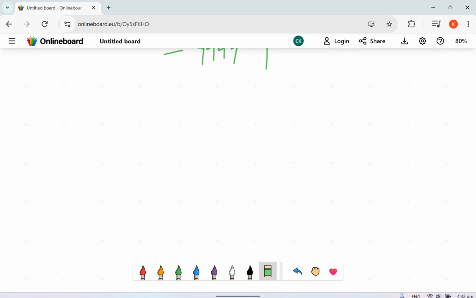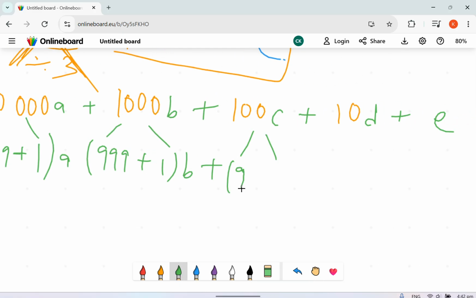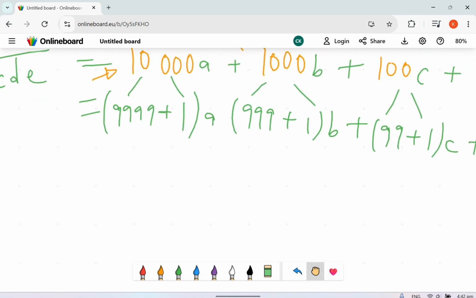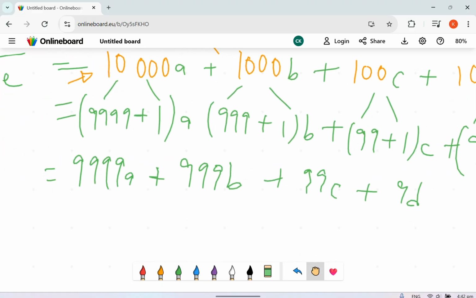So same thing over here: 9999 plus 1 A, and then over here, 99 plus 1 C plus 9 plus 1 D plus E. And then all we need to do is expand. So now we're just trying to rephrase everything, and we can just push the A's and B's back. Wait, sorry, let me finish writing. Okay.